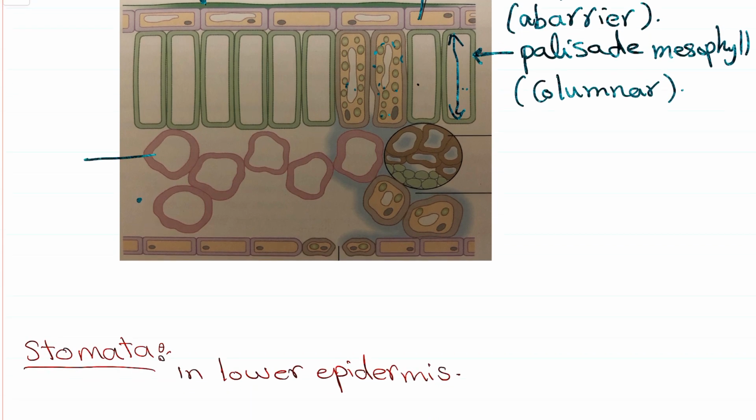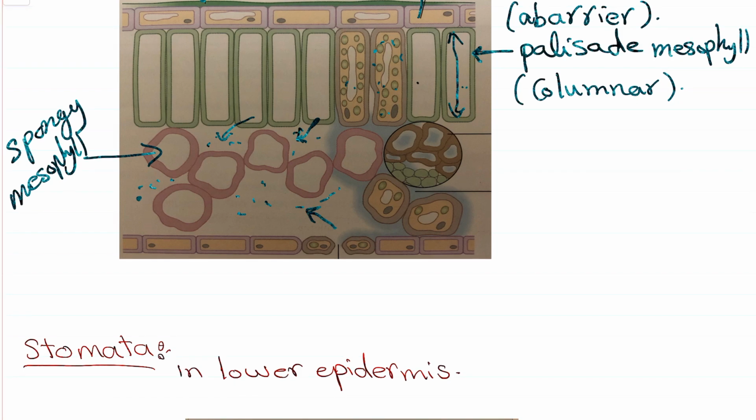After that we have spongy mesophyll, and as you see, the cells are arranged and between them we have some air spaces. So what is the function of this? Just to exchange the gases. We have one product released from palisade mesophyll, which is oxygen, and we have another gas which comes from outside the leaf, which is called carbon dioxide. The exchange of gases takes place in spongy mesophyll.